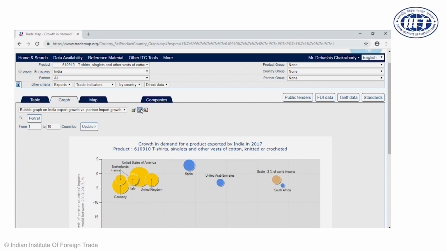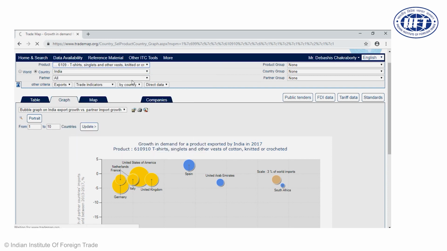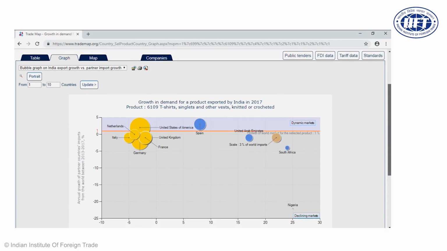Finally, how can we look at competitiveness of export of a particular product from India? That we can do by looking at this particular graphical tool, going one step up, that is instead of 610910 to 6109, and select by. So here, after going to 6109, we can see there is a red line which shows the world growth rate in the category. So we can define a market as dynamic or declining from that.